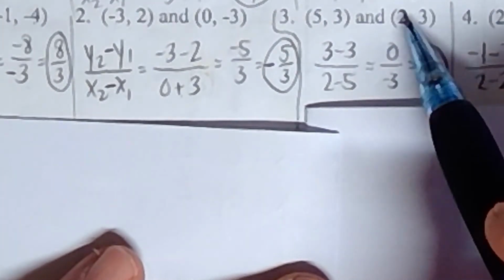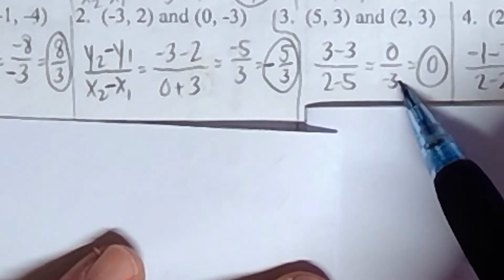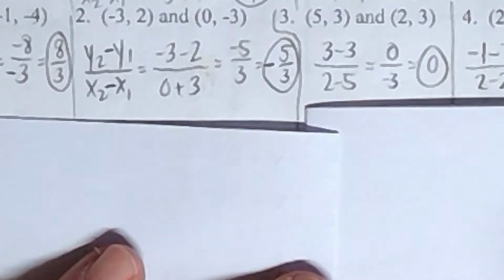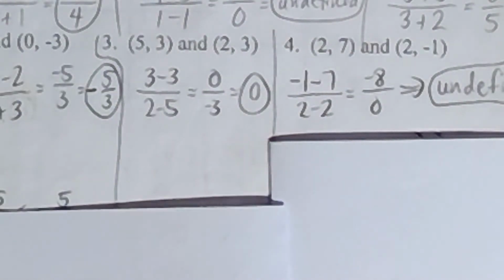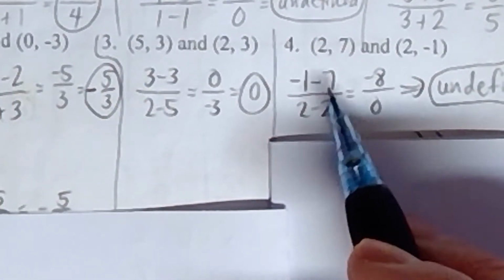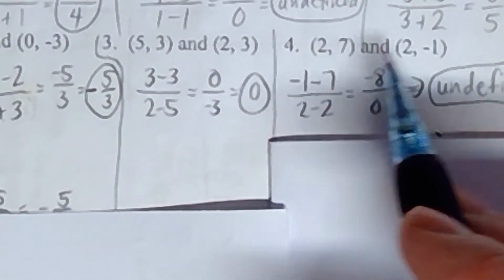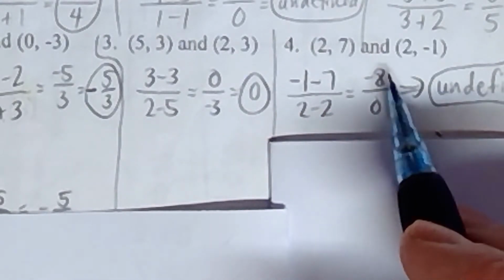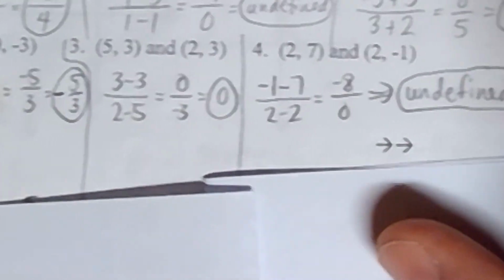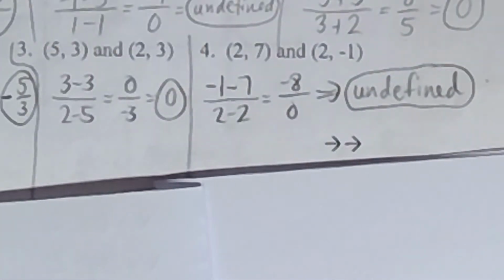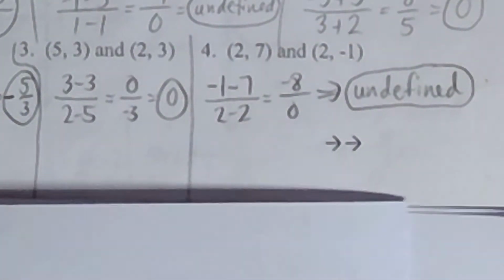3 minus 3, 2 minus 5, you get 0 over -3. And we know that when the 0 is on top, it is 0, right? Finally, number 4. -1 minus 7. Second y minus first y, 2 minus 2, you end up with -8 over 0. And when the 0 is on the bottom, you guys, it's always undefined, isn't it? When the 0 is on the bottom, it's always undefined.